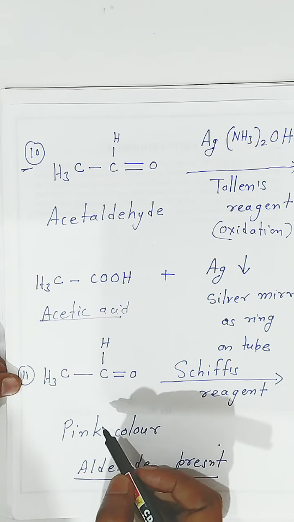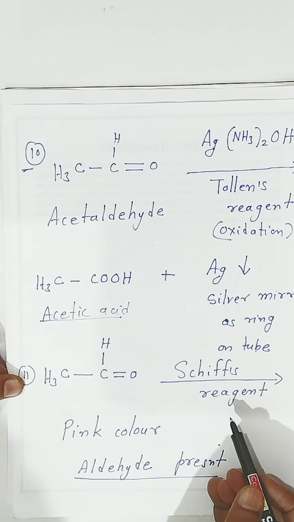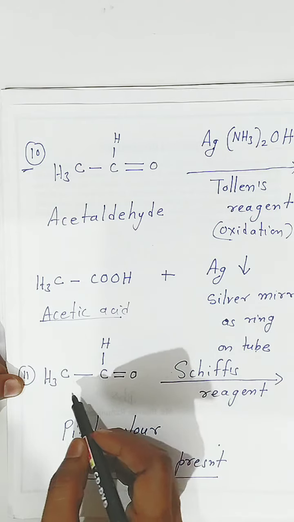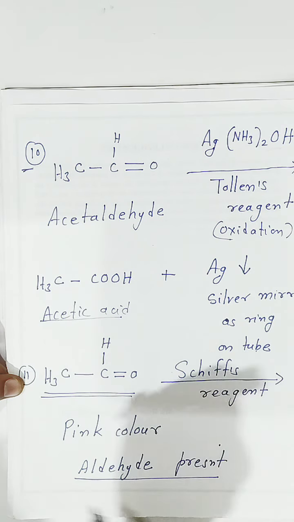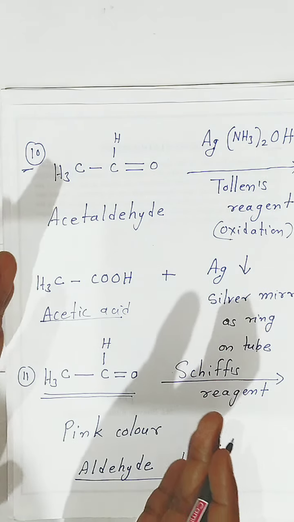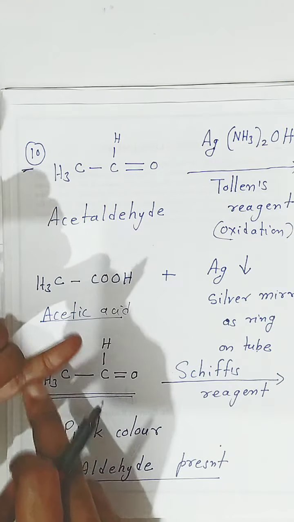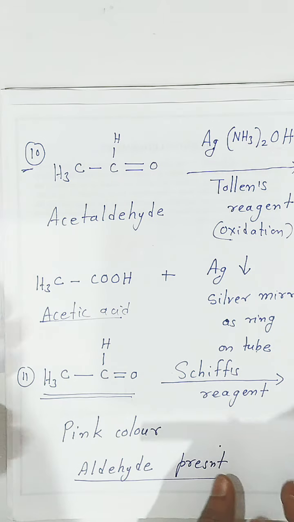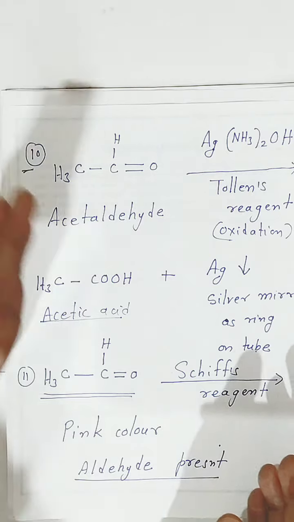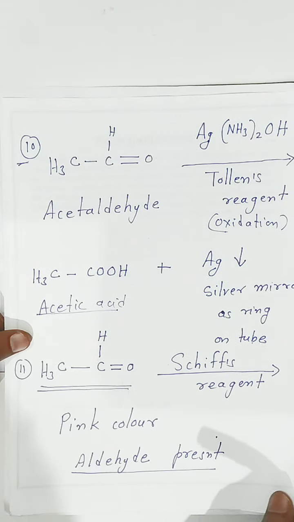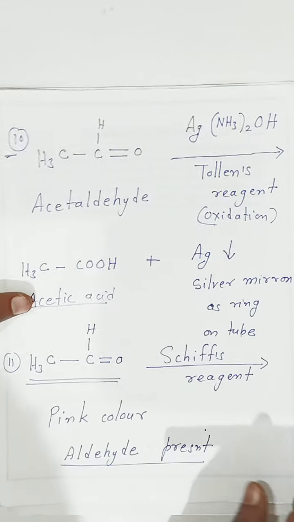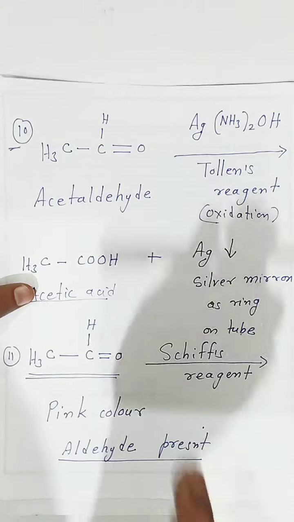Now students, when you come to Schiff's reagent, if you add this Schiff's reagent to the acetaldehyde, students, what happens, again you will get a pink color. That means all the aldehydes with the help of Tollens reagent, Schiff's reagent, or Fehling solution, which we have seen, give a positive reaction. So this shows that the given compound is aldehyde. They confirm the given compound is aldehyde.